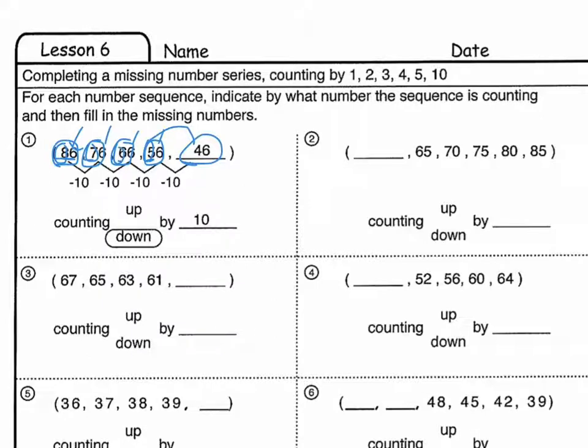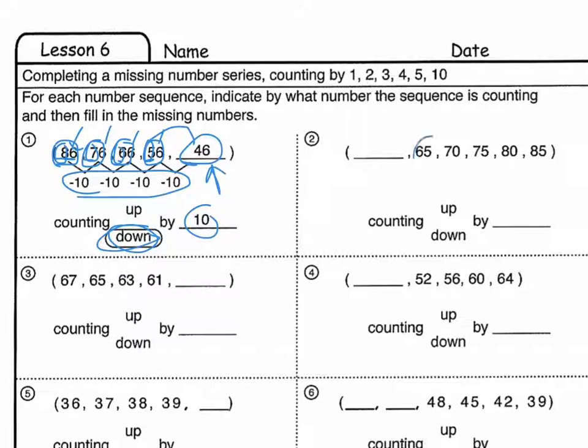Well, what's actually happening here? The numbers are going down by 10. They're going down by 10 on each one, subtracting 10 from each number to get to the next number, because 56 minus 10 is 46. That's the correct answer. All right, let's do number 2 together.